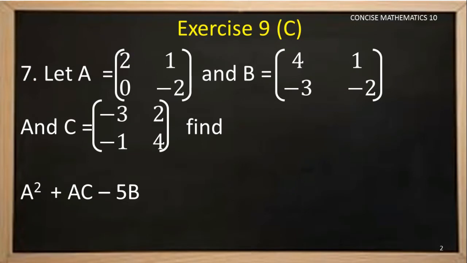In question number 7, it is said that there are three matrices A, B and C, and it is asked to find A square plus AC minus 5B. So there are three terms which we need to calculate. First, let us discuss what procedure to be followed to find the solution of A square plus AC minus 5B.